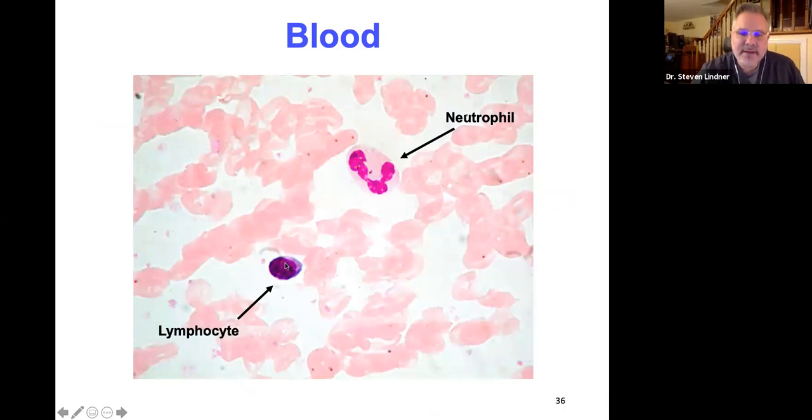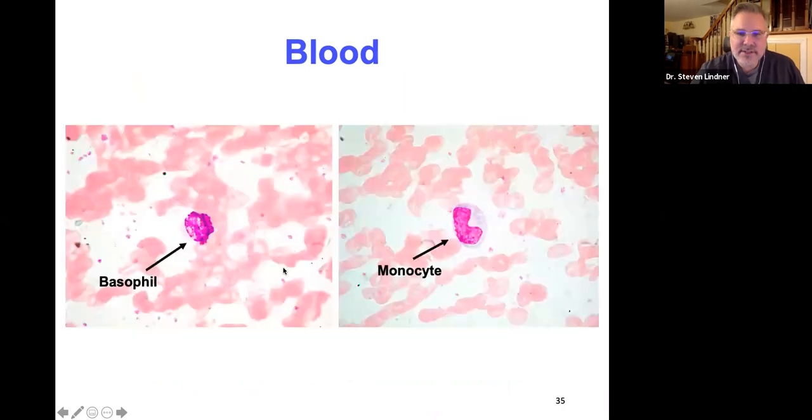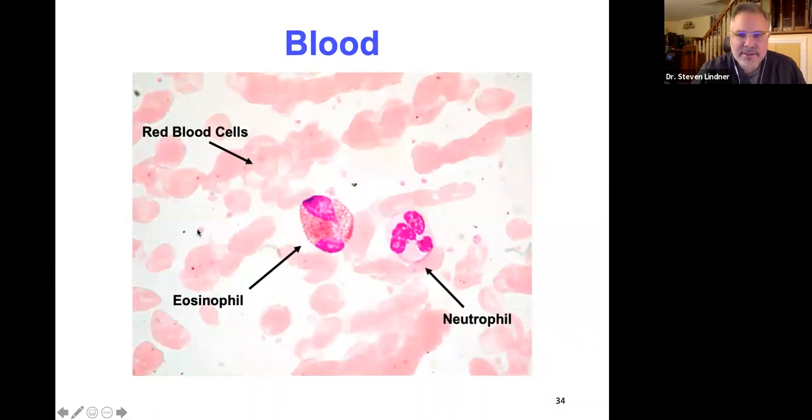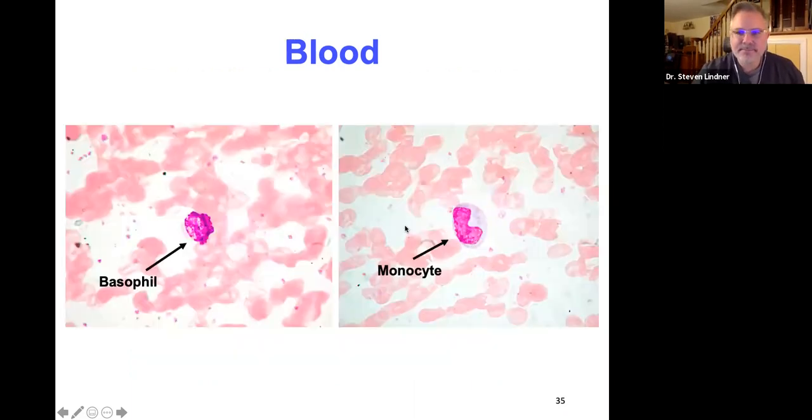This is a lymphocyte, large nucleus, as large as the cell. Here's a monocyte, that's your large kidney bean structure. Basophil, because it's really hard to see. It's just granular, but you can't see the nucleus at all. Here's your eosinophil. It's red, large stained granules, two lobes. These are all red blood cells going around. And here's your neutrophil. One, two, three, four heads to the nucleus.